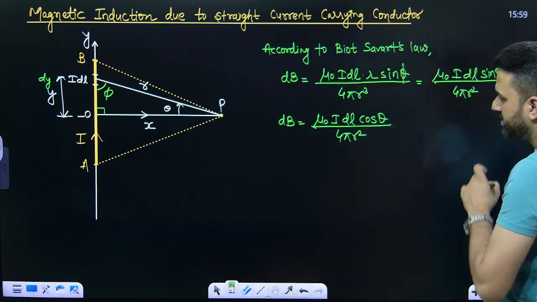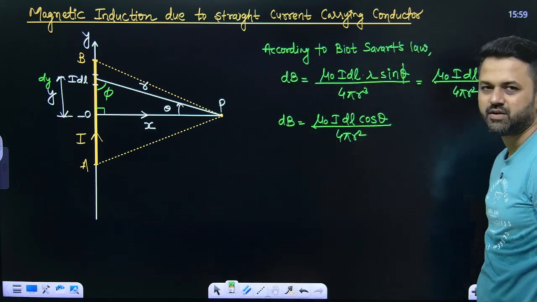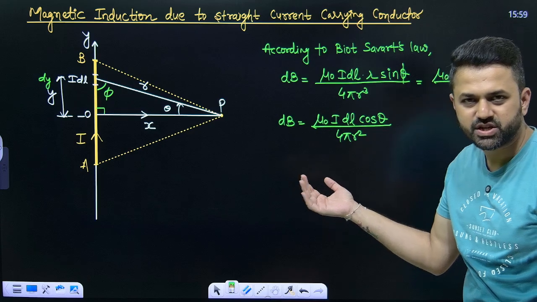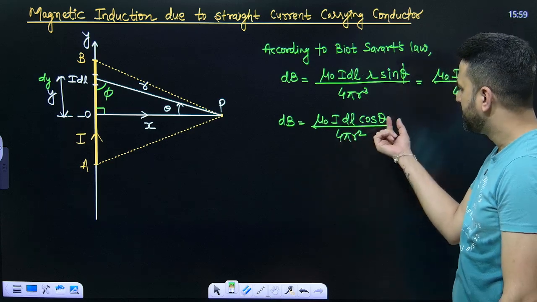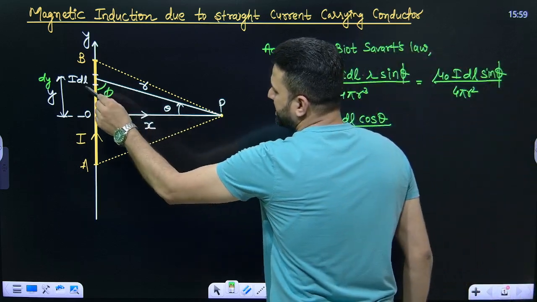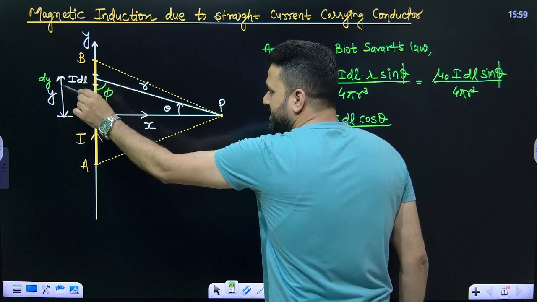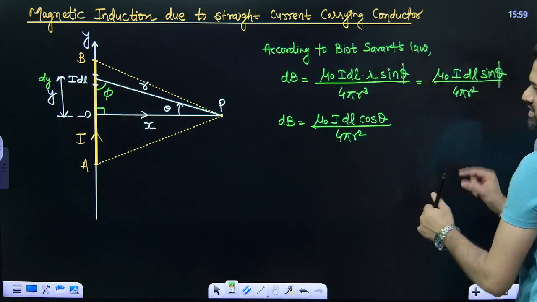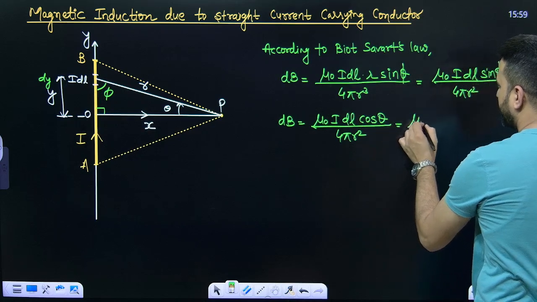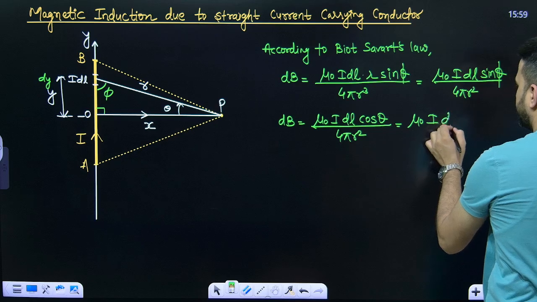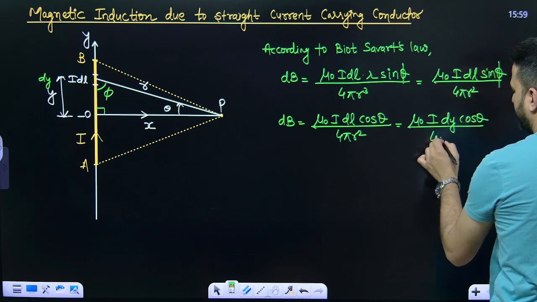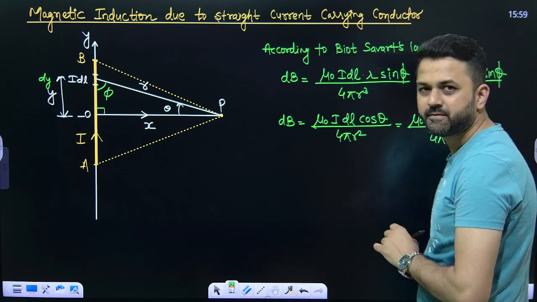Now, mu naught I dl cos theta upon 4 pi, but here we have to convert this whole equation into the form of theta. So what is the length? You can see that this dl is nothing but dy, because the length of that small current element is dy. So we can now write mu naught I dy cos theta divided by 4 pi r square.